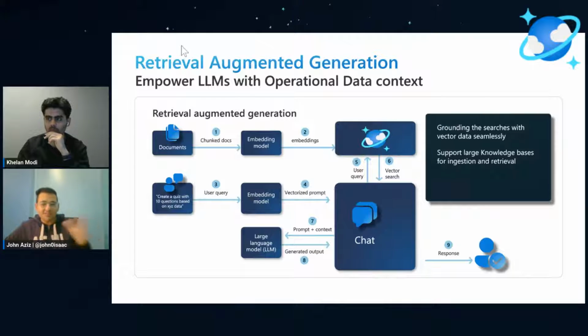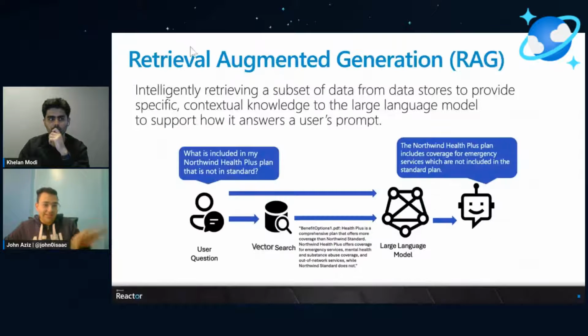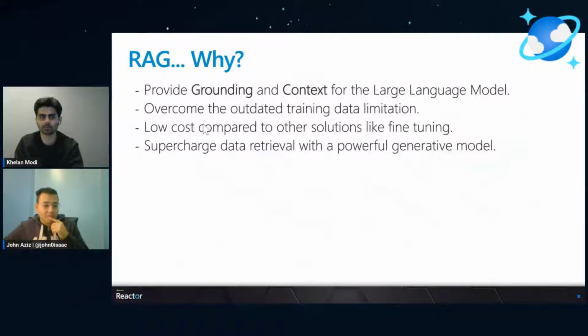What we have with this flow is grounding from the search, because now it's only responding from our data. It's not responding from anywhere else. We can support having data from our own data set, not from any other or publicly available data. And then the response is returned to the user. This is a recap for everything. RAG is intelligently retrieving a subset of data from a data store to provide specific contextual knowledge. Who is going to do that? The large language model. And it's going to help it answer the user prompt.